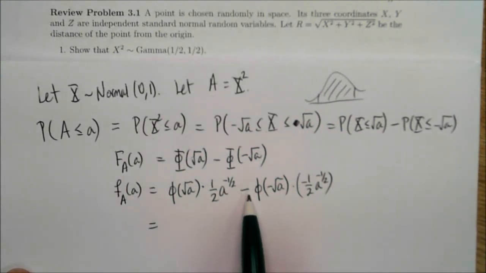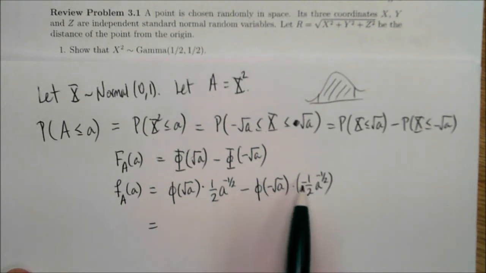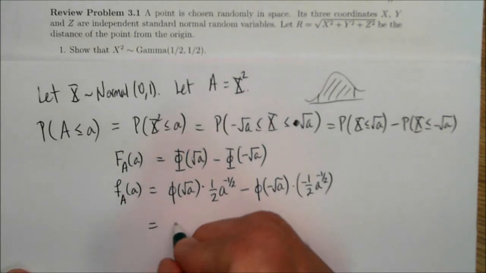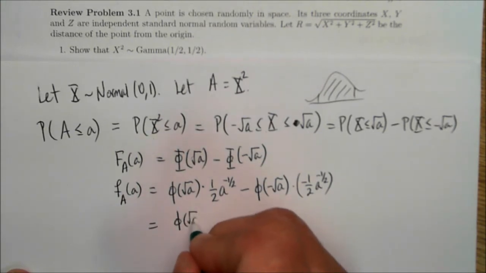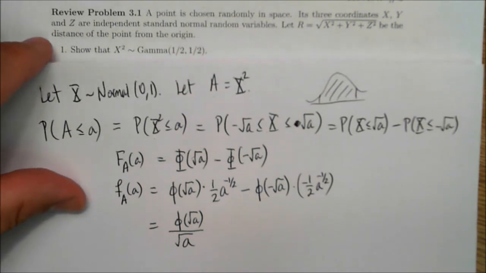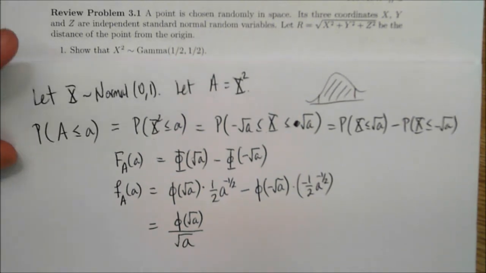Now these two things are the same. If I have minus and minus becomes plus, then this is actually equal to this, and so I get the PDF of a standard normal random variable divided by square root of a. That's my a to the minus 1/2 that I see. Okay, so now I need to evaluate this.